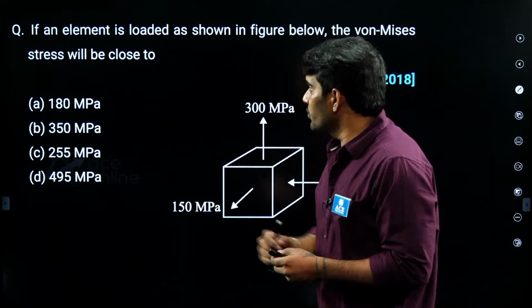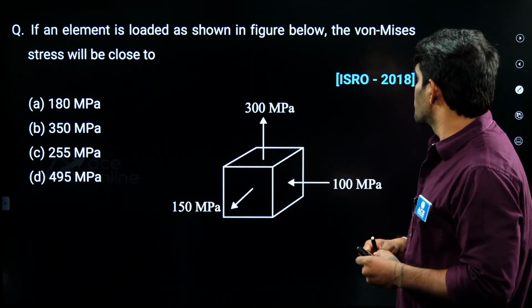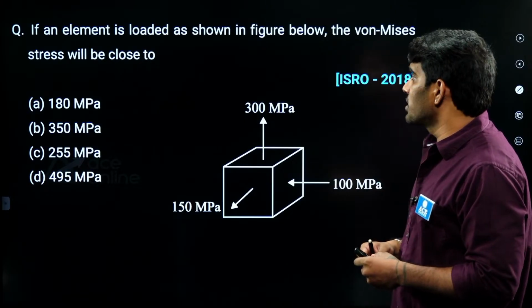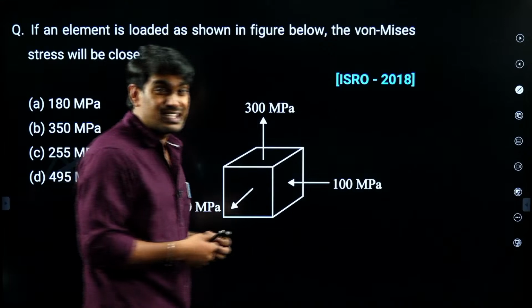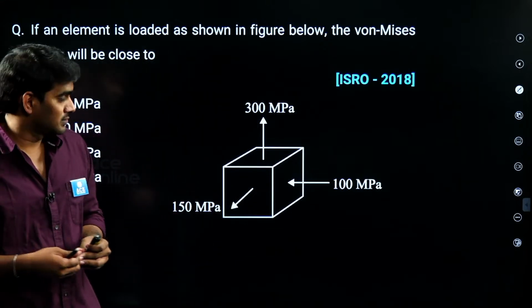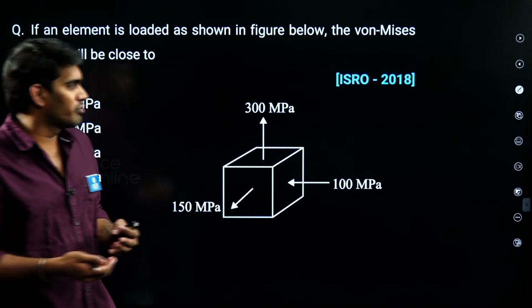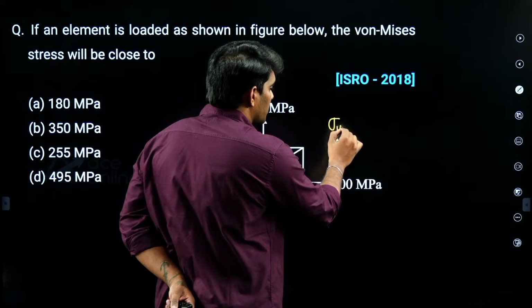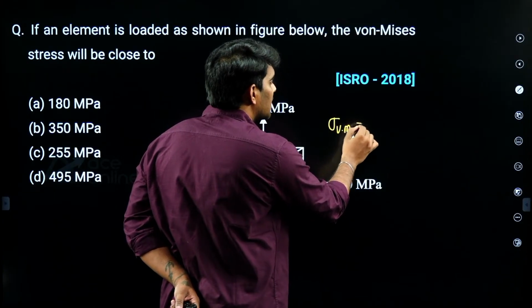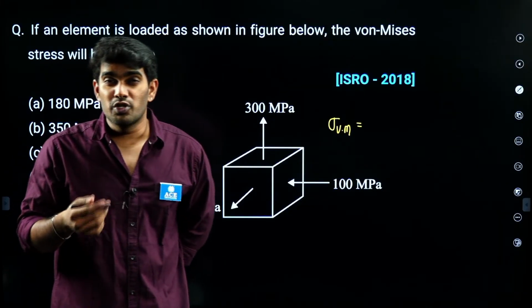Okay, now moving ahead. If an element is loaded as shown in the figure below, the von Mises stress will be closest to? So here it is 3-dimensional loading. Here we have some deduced form of von Mises stress. When we are considering von Mises stress, there are various ways of writing these equations. We need to know which equation to be used.